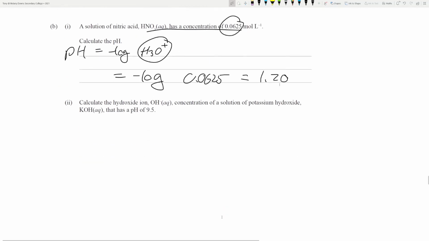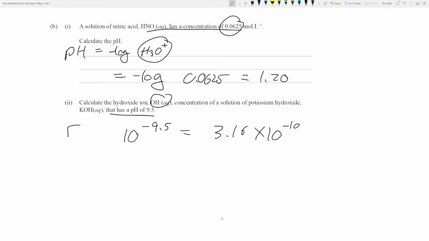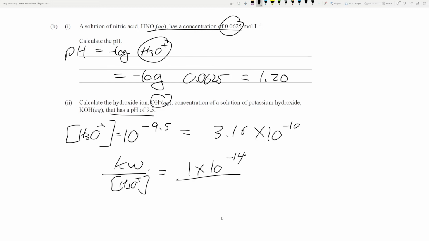Okay, and calculate the hydroxide ion concentration if it has a given pH. This is very easy again. We want the OH- concentration. There are two ways of doing it. You can just go 10 to the power negative pH to get 3.16 times 10 to the power negative 10. This is your H3O+ concentration. Then you can just use Kw divided by the H3O+ concentration. So it's 1 times 10 to the power negative 14, divided by 3.16 times 10 to the power negative 10. That will give you 3.16 times 10 to the power negative 5.